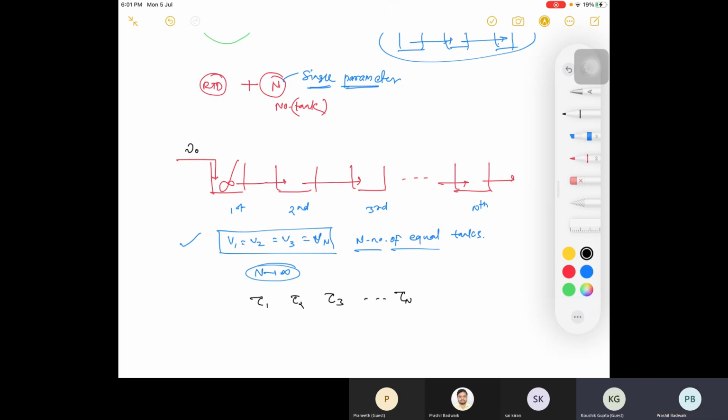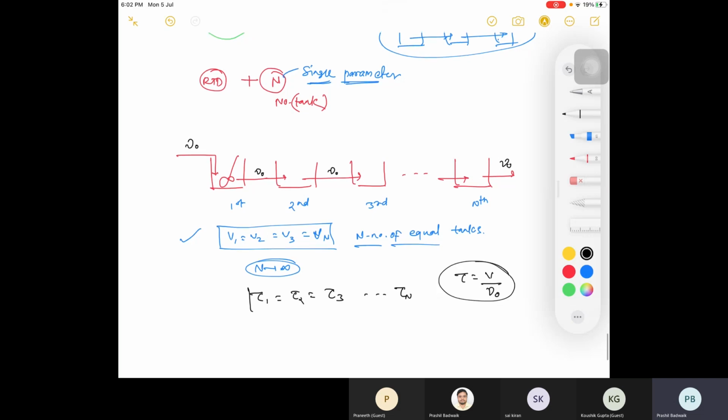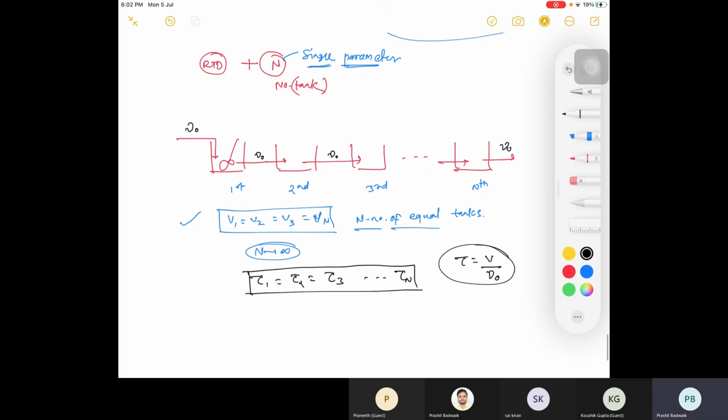You are having volumetric flow rate nu naught at the inlet, and the outlet is also nu naught. Everywhere nu naught is going. So you will be having tau 1 equal to tau 2 equal to tau 3 equal to tau n, because your tau is basically V divided by the volumetric flow rate. Your volume is the same, so your tau will be the same.